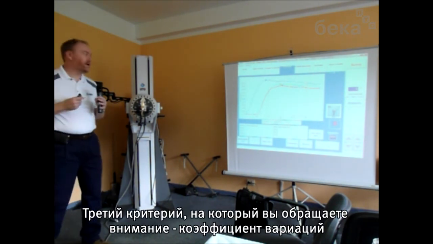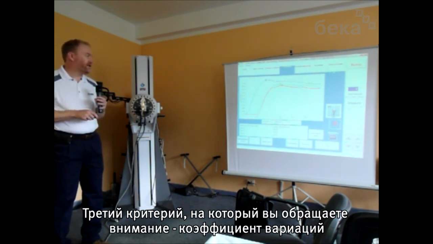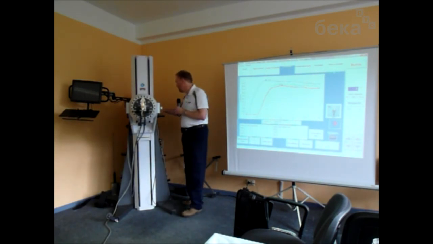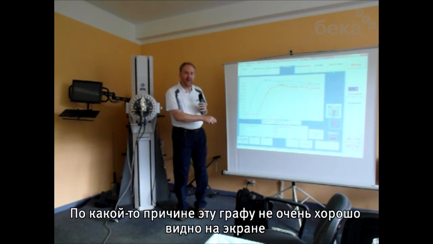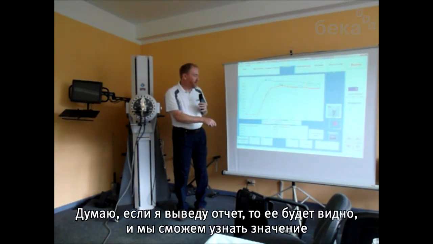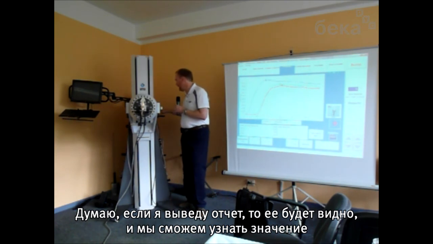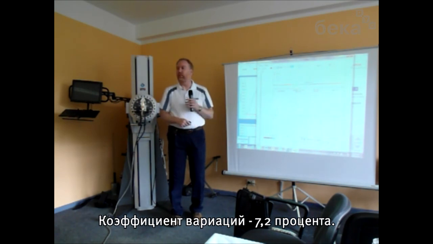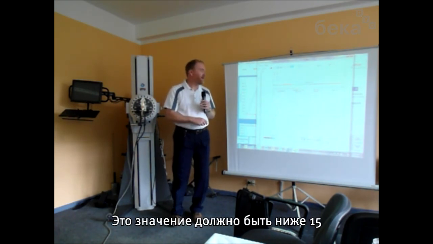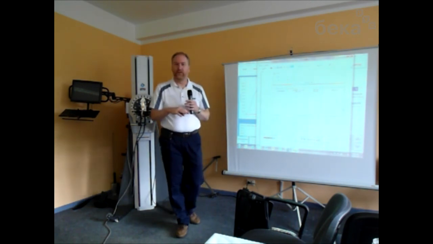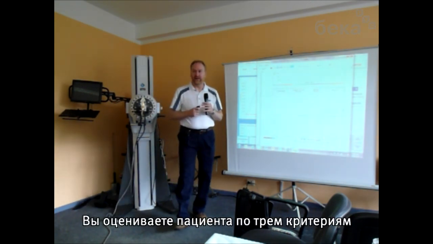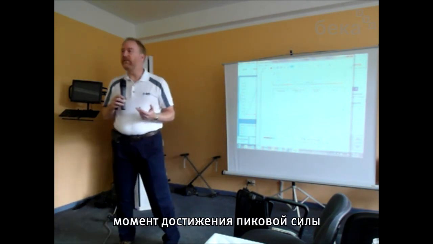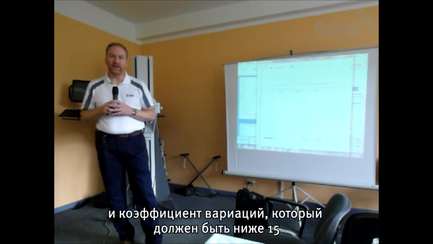And then the third criteria you look at is the coefficient of variation. For some reason it's a little bit hidden on this screen, but it's right there. And I think if I print the report, it'll put it up on the screen so we'll be able to look at it and see what that number is. So the coefficient of variation is 7.2%. Again, you look for that value to be less than 15. So there's 3 criteria you look at in this test in determining consistency: the shape of the curves, the point the person reached their peak force output, and that the coefficient of variation is less than 15.